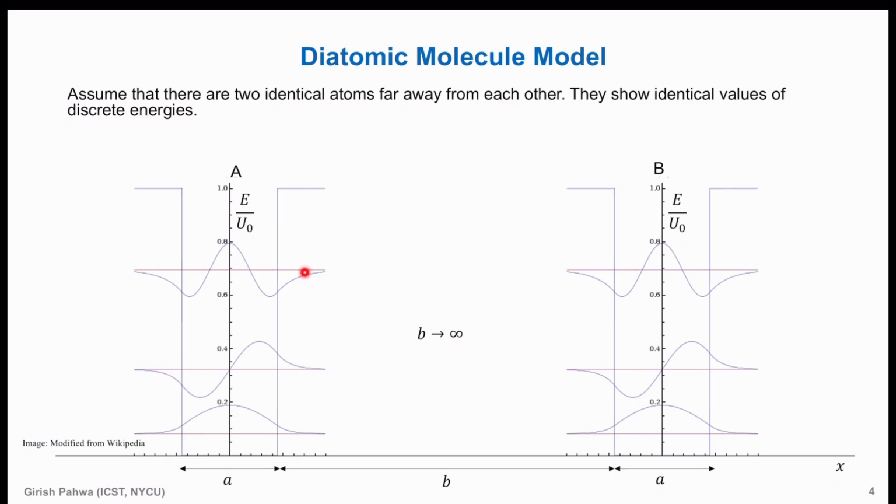Okay. So similarly, we have this atom as well, and this B is the distance between them. A is the extent of the well. So B is infinity here, and they are not talking to each other.